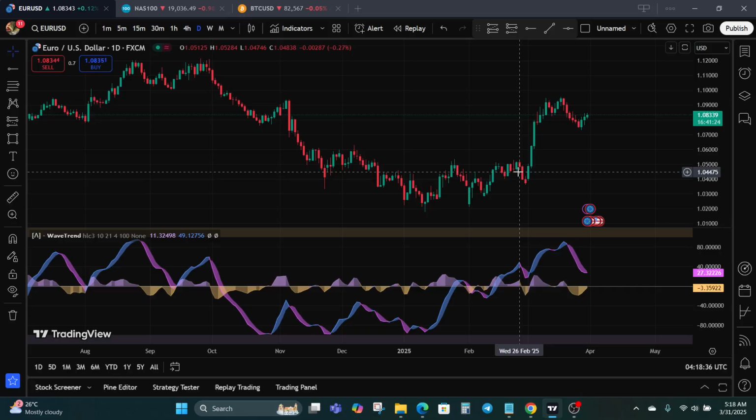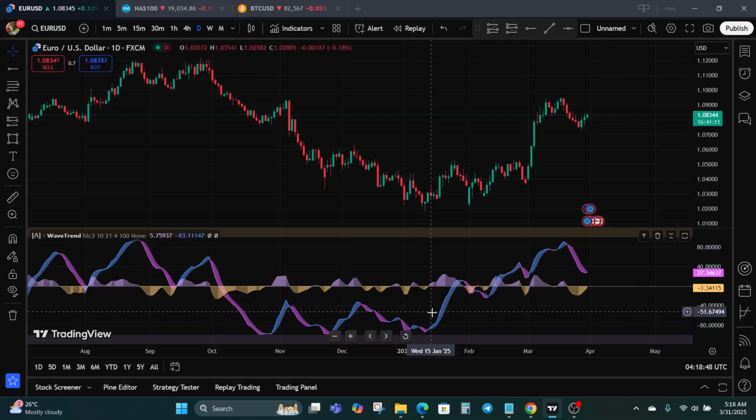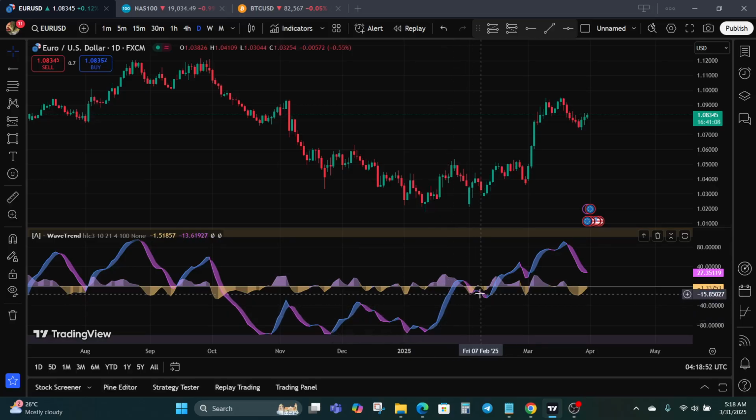The wave trend indicator is a momentum oscillator that helps identify overbought and oversold market conditions. But the enhanced wave trend indicator takes it a step further, providing stronger confirmation signals that give better accuracy. So instead of waiting for price to move first, it detects momentum shifts that can signal an upcoming reversal.